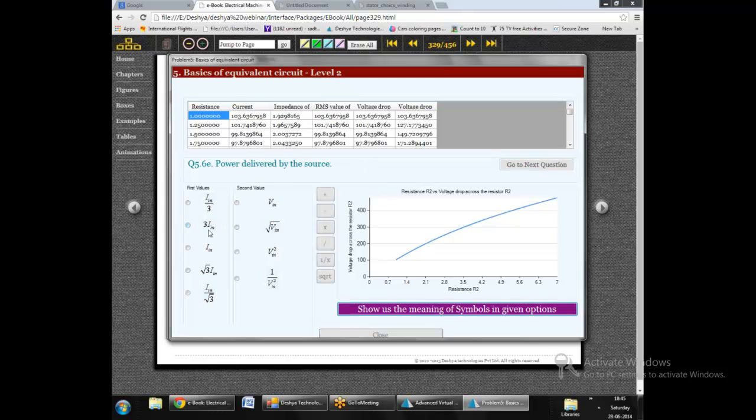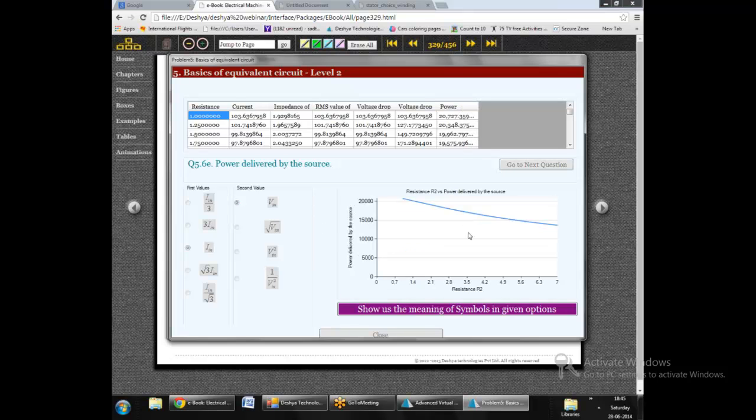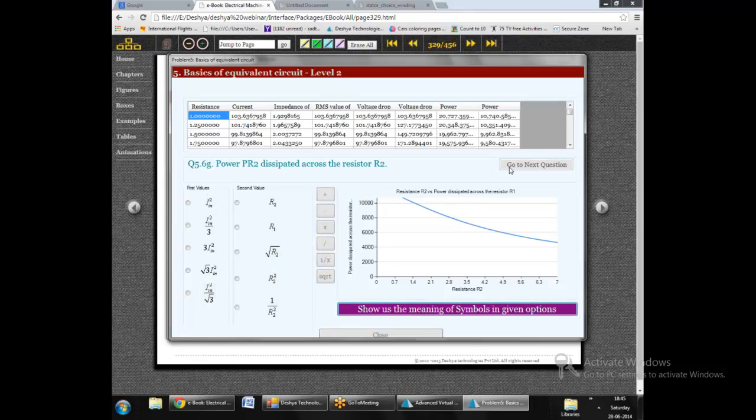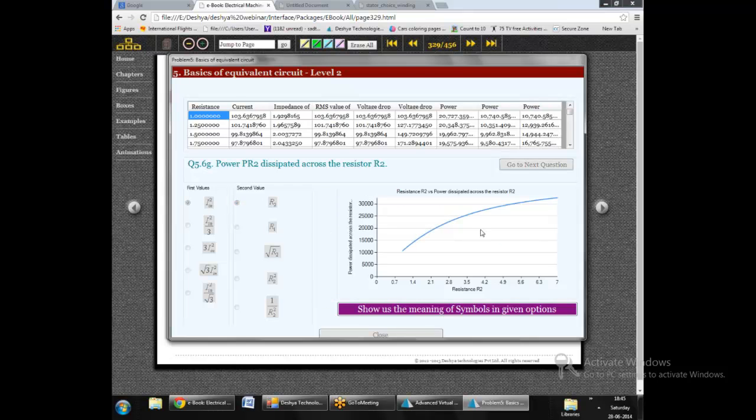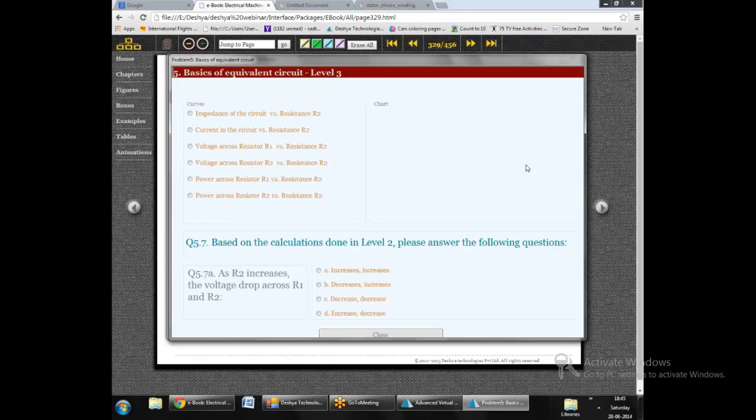So this set of exercises actually reinforces the theory that has been studied previously in the ebook, and enables the reader to appreciate the various fundamentals that have been introduced in the text of the ebook. And now I think we are approaching the last question, and this is what we have. So eventually we have finished the level.